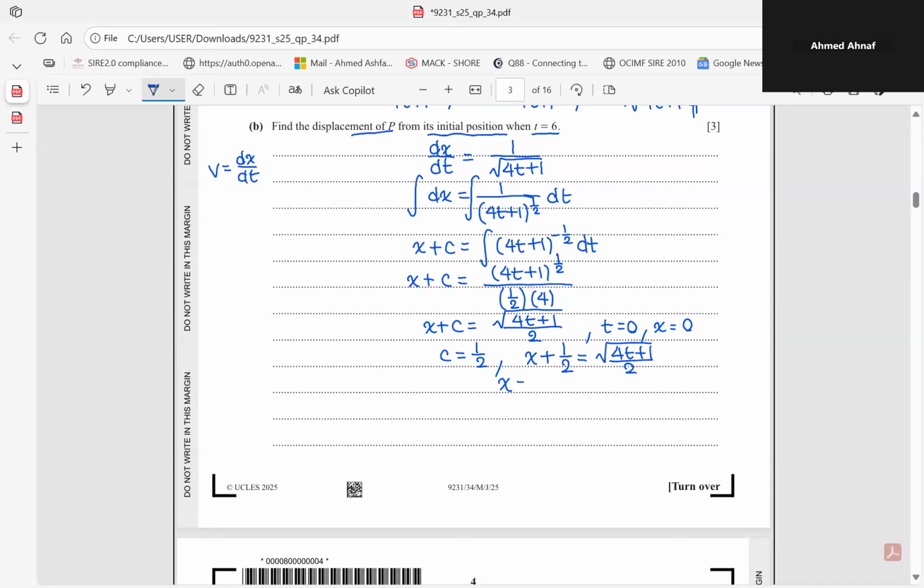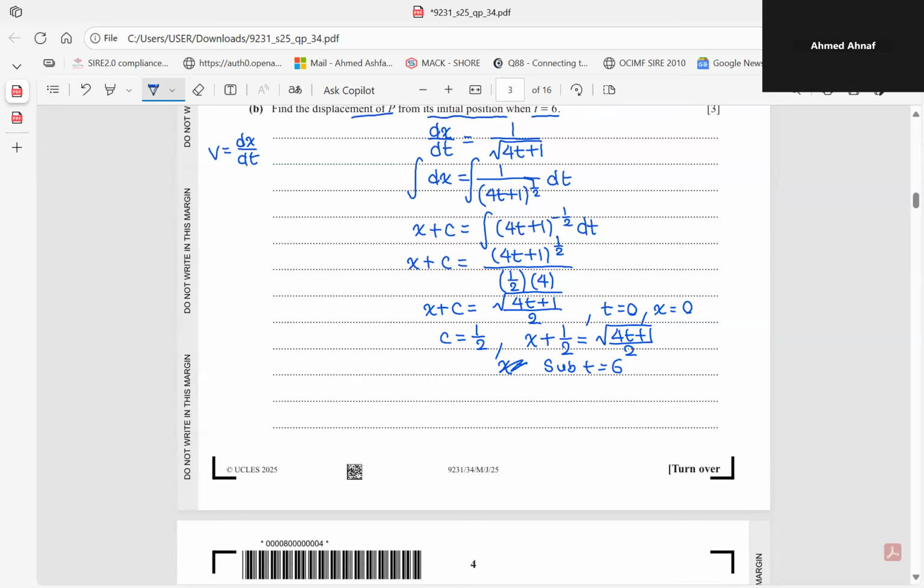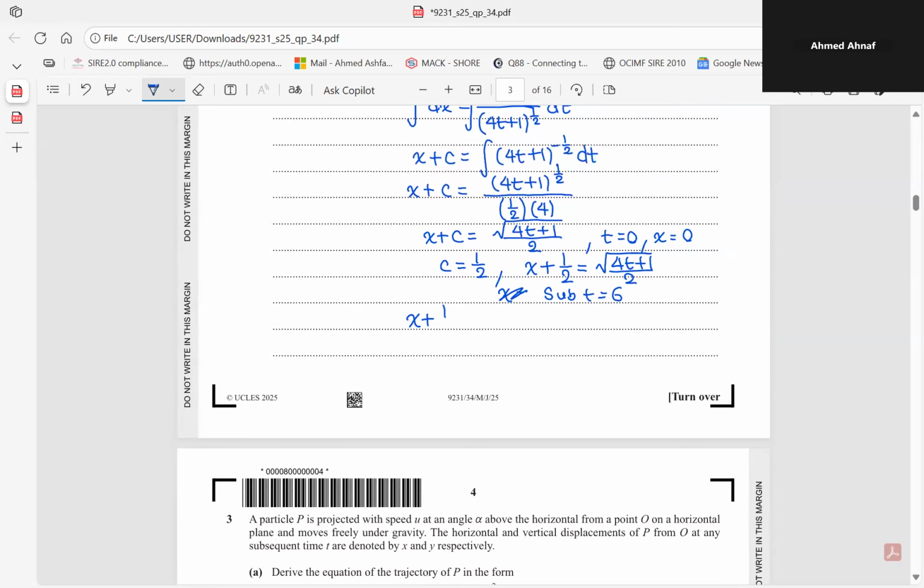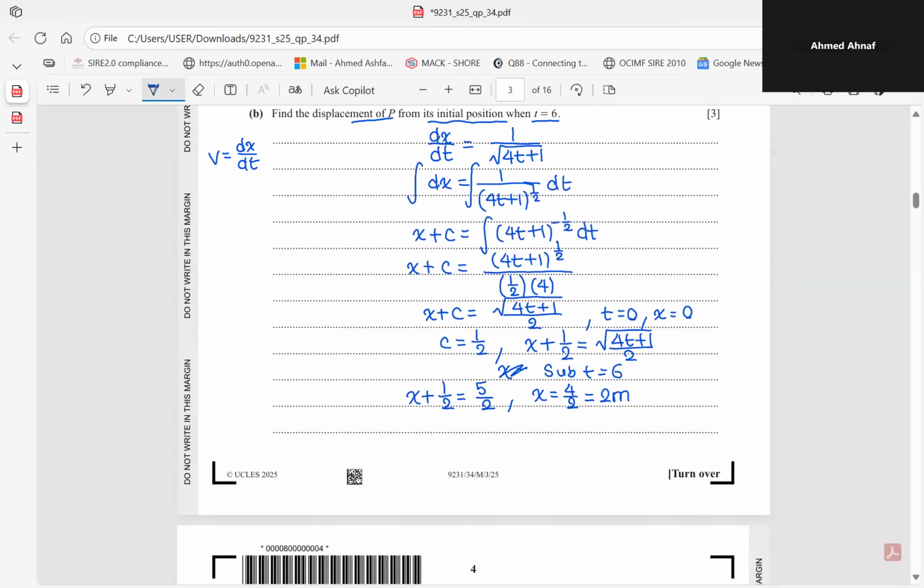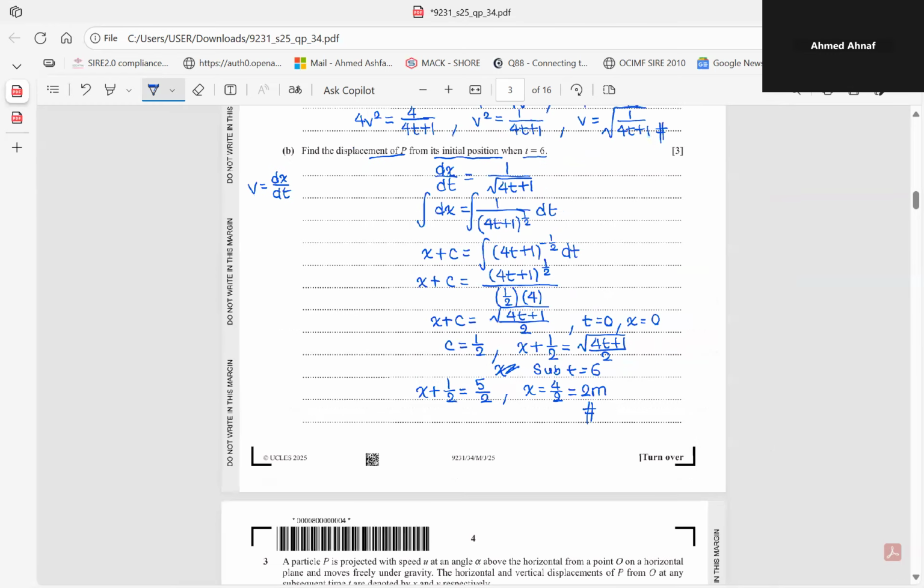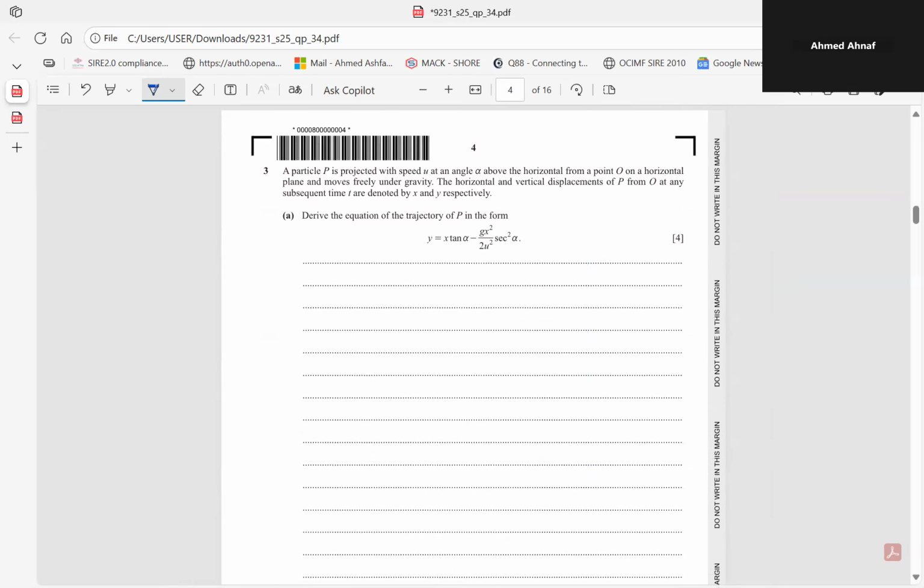And hence, x is, okay, you know what? We can just leave it like this and straight away sub t equals 6. So x plus half, that's equal to the square root of 4 times 6, that's 24. So 24 plus 1, 25. Square root of 25 is 5, over 2. Hence, x is equal to 5 over 2 minus half, which is 4 over 2. So x is just 2 meters. So this is our final answer for part B, as well as the entire question. Let's move on to the next question.